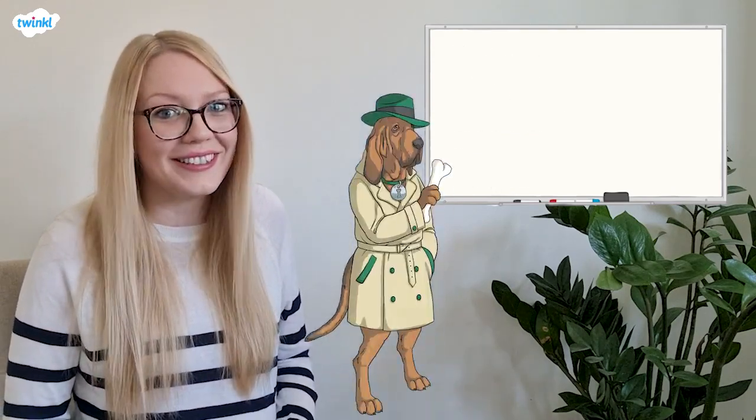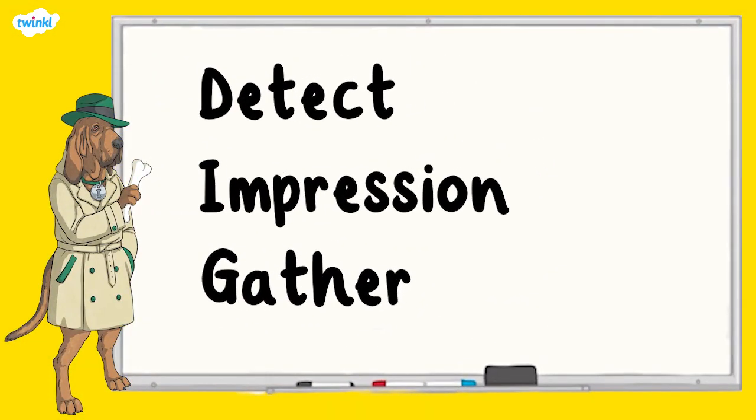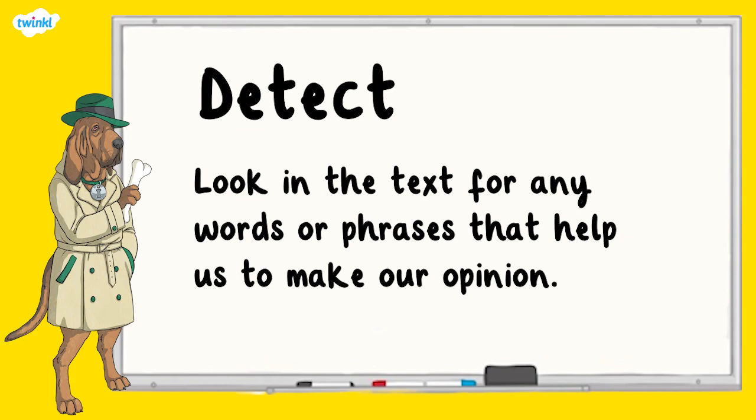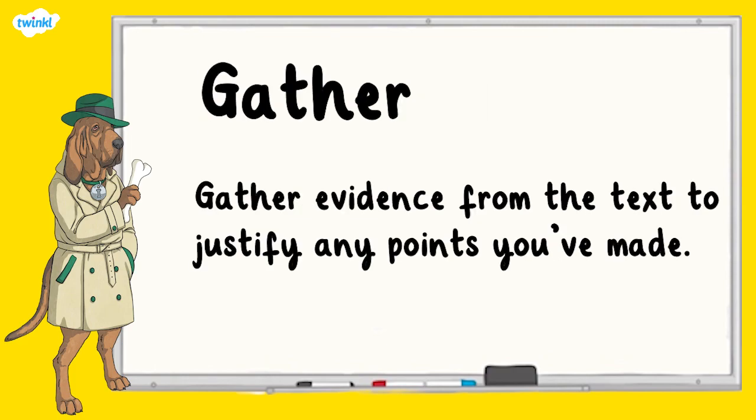Today we're going to be focusing on one of the strategies used by our reading dogs. DIG: Detect, Impression, Gather. First, you need to detect. This step is where we look in the text for any words or phrases that help us make our opinion. Then, you need to explain what impression these clues suggest to you. Finally, you need to gather evidence from the text to justify any points you've made. Let's take a look at how to apply this in an example question.